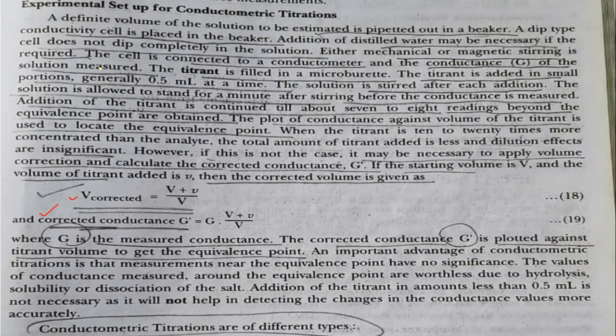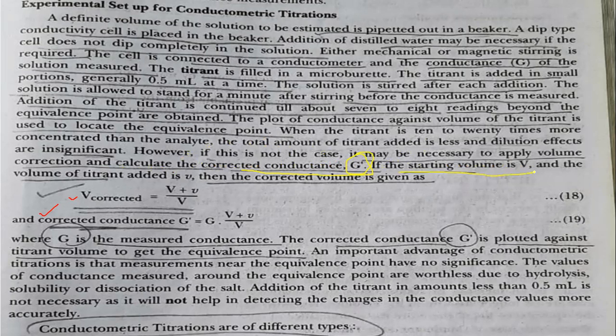Near the equivalence point, we can find a sudden change in the conductance of the solution. When the titrant is 10 to 20 times more concentrated than the analyte, the total amount of titrant added is less and the dilution effects are insignificant. However, if this is not the case, it may be necessary to apply a volume correction and calculate the corrected conductance. This is very important.